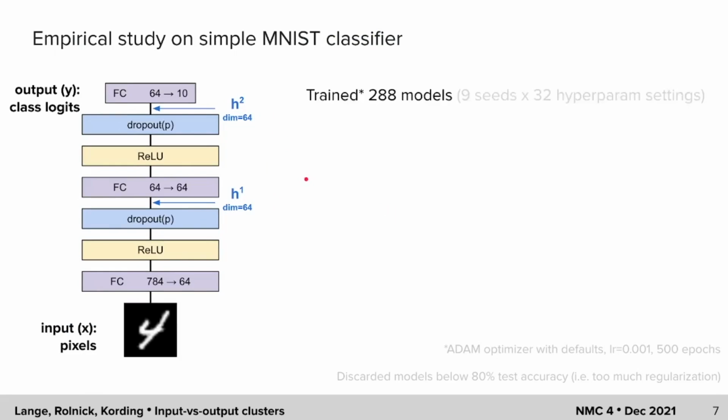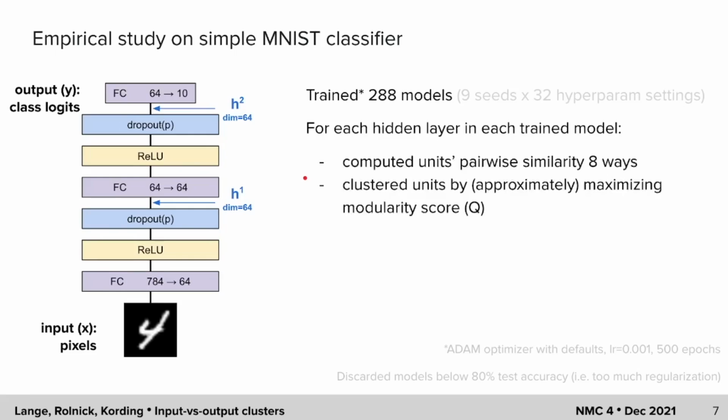We trained 288 networks across a range of regularization values and seeds. Then, for each hidden layer in the trained network, we computed unit pairwise similarity using the 8 methods described on the previous slide, then clustered the units by maximizing the modularity score, Q.